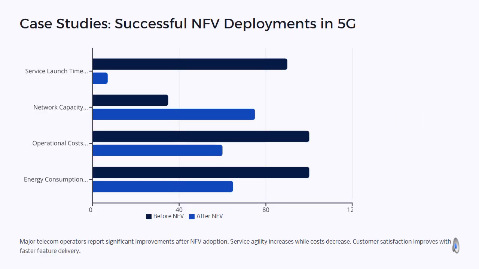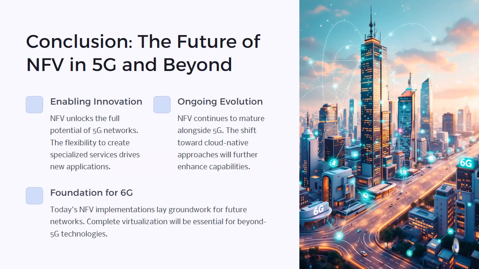Several telecom providers have successfully deployed NFV. For example, AT&T virtualized 75% of its network functions, leading to faster service deployment and lower costs. Similarly, Vodafone integrated NFV into its 5G core, improving network slicing efficiency. These real-world implementations show that NFV isn't just a concept, it's a proven technology that is already making networks more scalable, agile, and cost-effective. In summary, NFV is revolutionizing 5G networks by making them more agile, scalable, and cost-efficient.